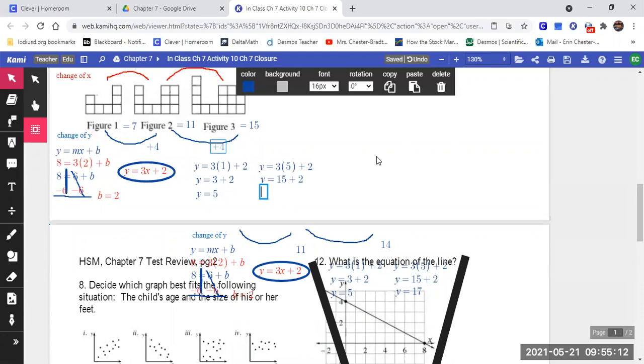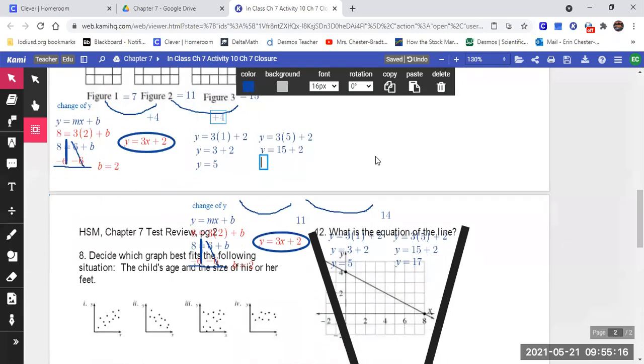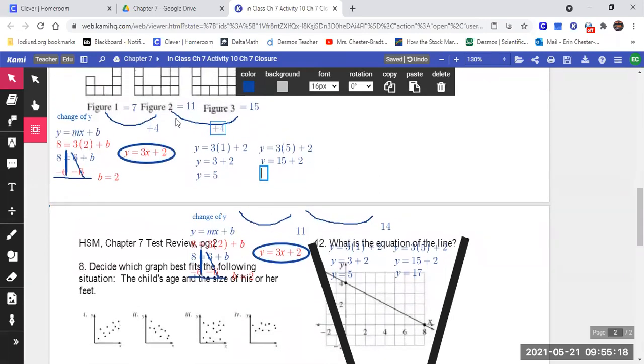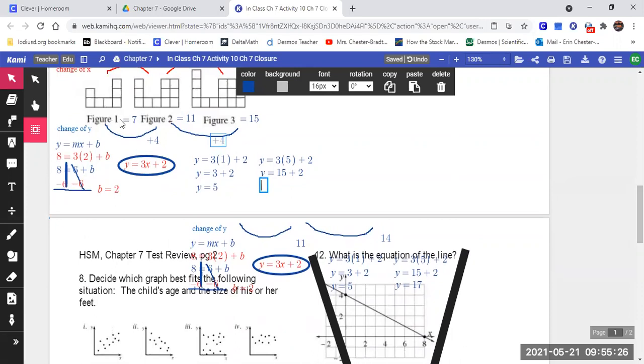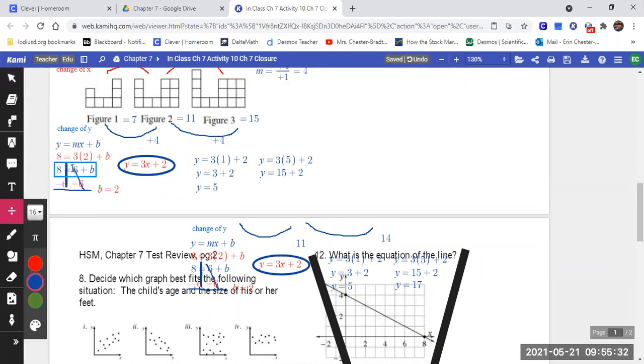Okay. So I'm just grabbing what I already have so I don't have to reinvent. I'm using the first figure number, which happens to be figure number 1, right? So my first x is a 1. Not a 3. We said we're multiplying times 4, figure 1, and we said there are 7 tiles there.